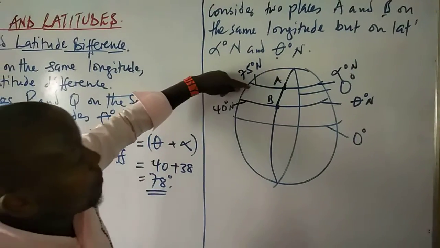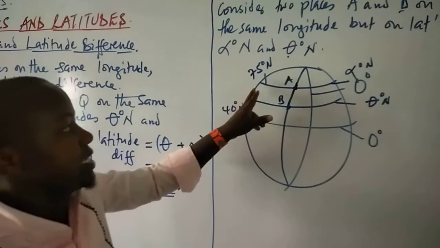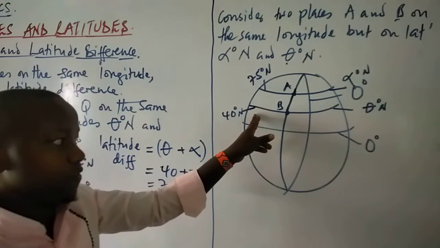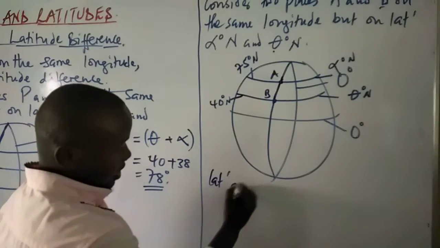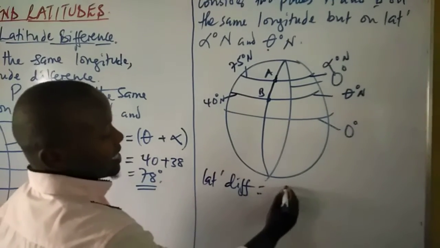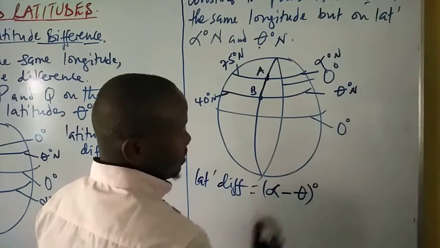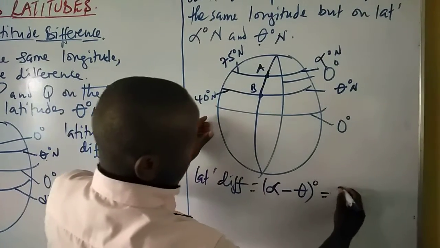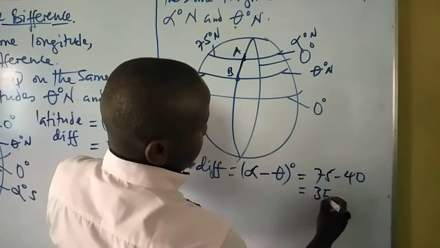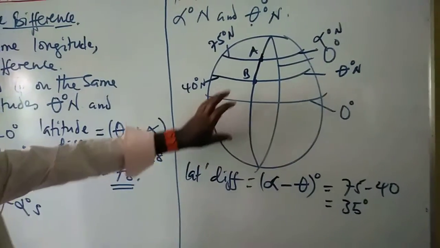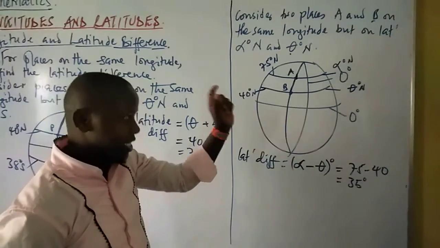So you find from A to B, then the difference in latitude is when you subtract the latitudes of the two places, and therefore we say now latitude difference will be the difference now, alpha minus theta degrees. If we take this as an example, we'll have 75 minus 40. This will be 35 degrees. Therefore, because they are on the same side of the equator, we take the difference.